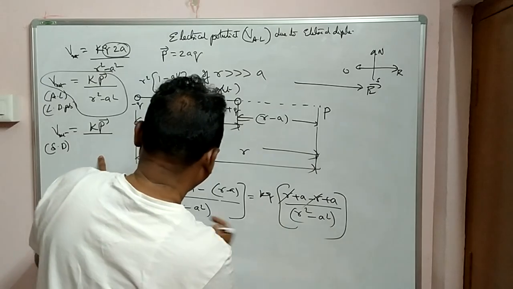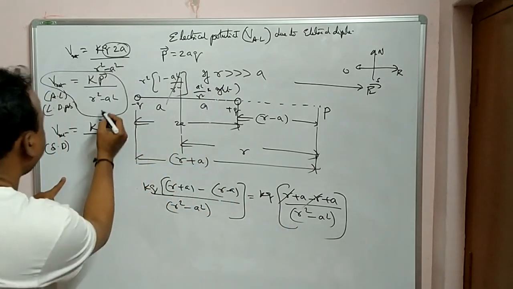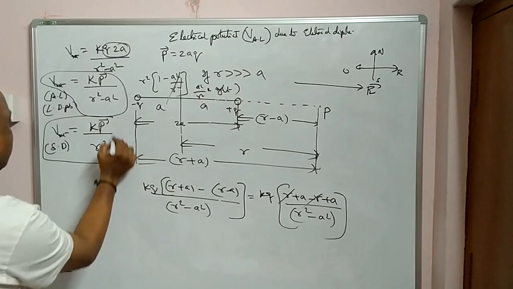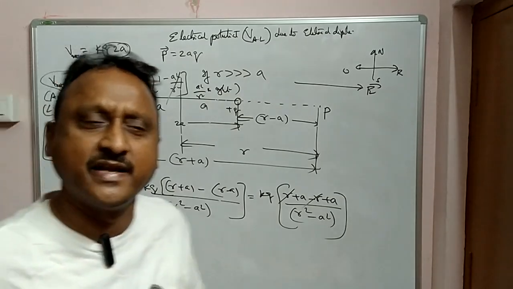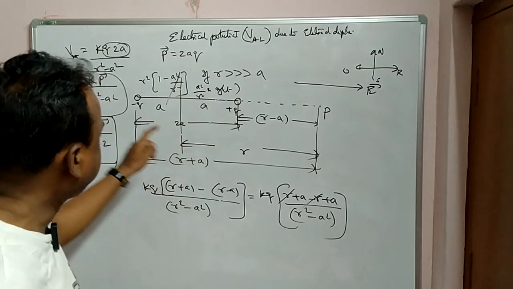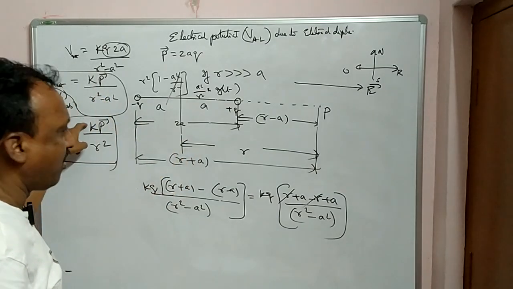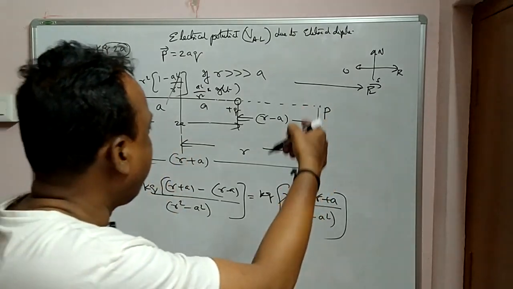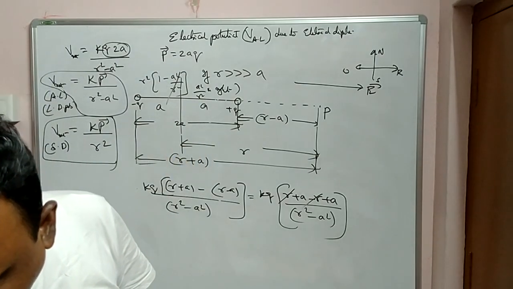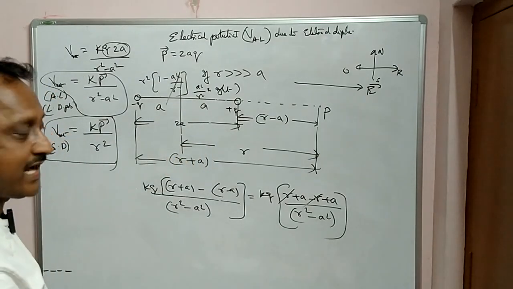Okay, in r square minus a square, if we neglect a square, we will have only r square. So kp by r square is the V net on the axial line, where p is the electric dipole moment, k is the constant 1 by 4 pi epsilon naught, and r is the distance of the point on the axial line. Kp by r square. Clear?